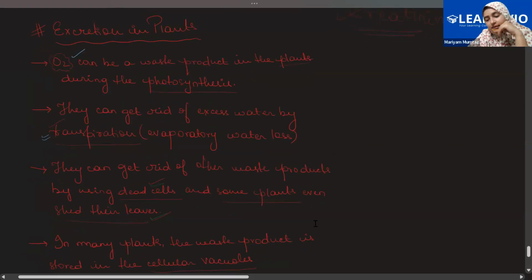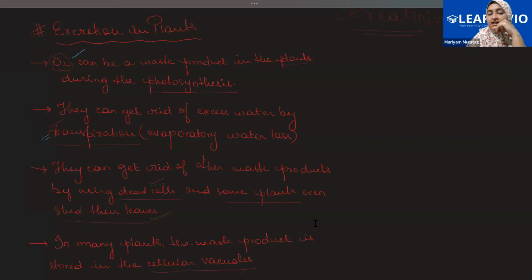Now, just like animals, the plants, since they are living organisms, also require the waste that is there in their body to be excreted out of their bodies. Now, the best waste that the plant can produce is the oxygen. We know that plants do photosynthesis, and as a byproduct, oxygen is synthesized.